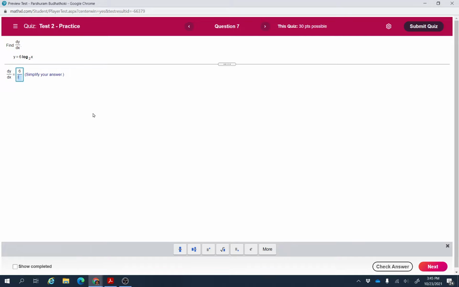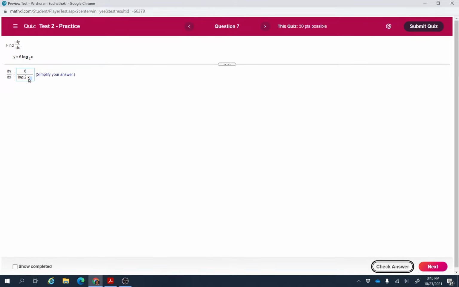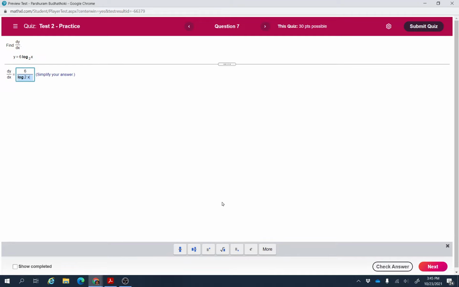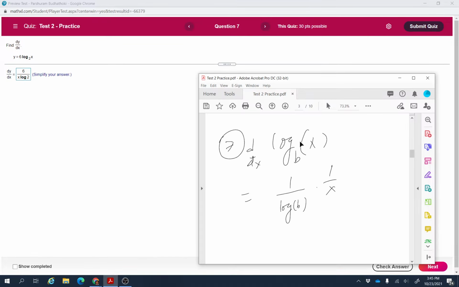So how do you write it? Log 2 times x. Okay, did I do something wrong here? I don't know, maybe I missed the multiplication sign here, so let's do it again. Multiplication sign. Okay, it's 6 over x and then log 2. Okay, one more time, it's not right. What is happening here? I'm missing something here.